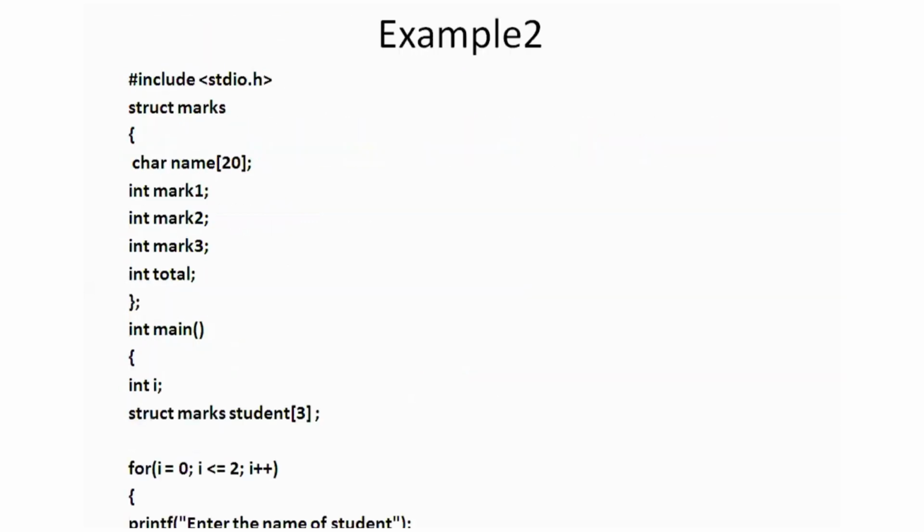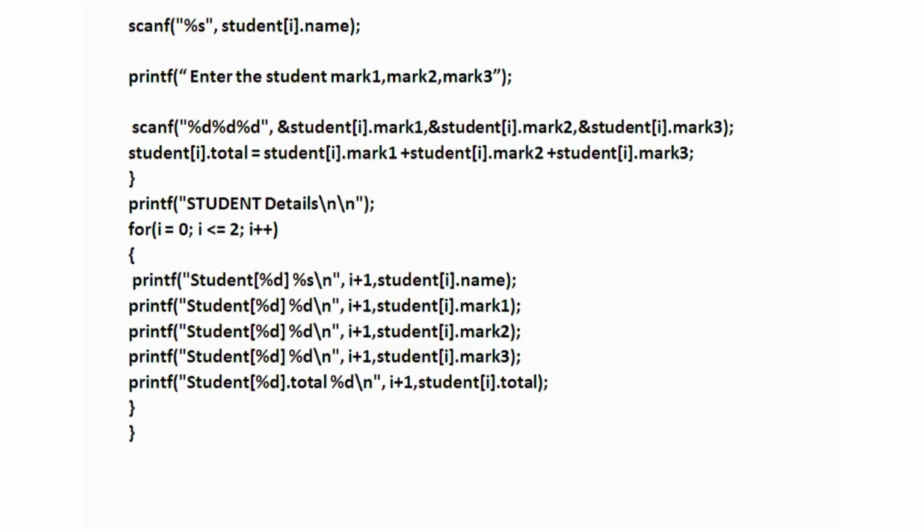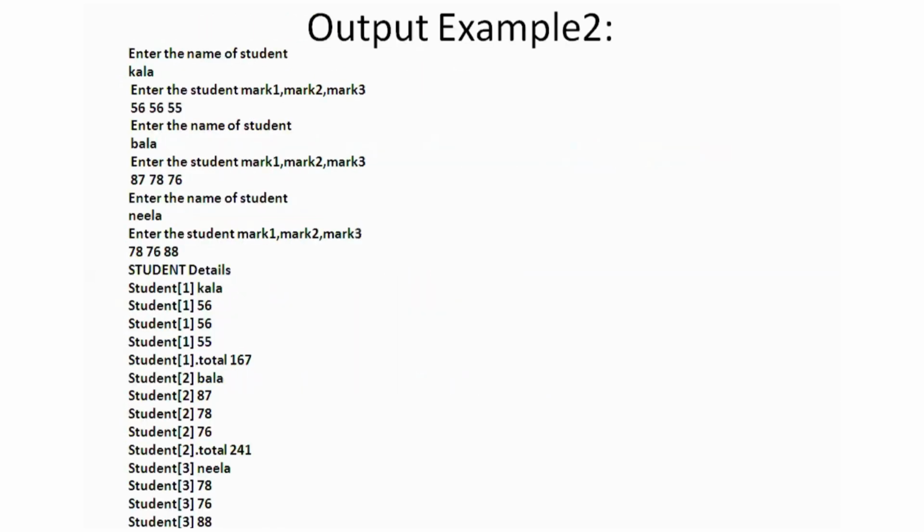So within the for loop, I'm using student of i dot mark1, student of i dot mark2, and student of i dot mark3. So I am getting the marks for the first, second, and third student in the for loop. Each student's marks are added and stored in student of i dot total. Once the values are received and the total is calculated, using the for loop structure again, I am printing all the values. The output is given here.